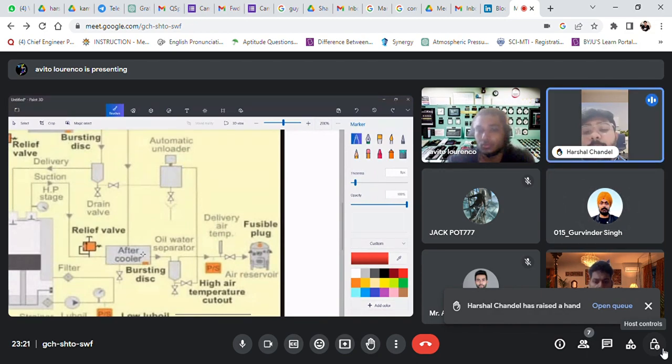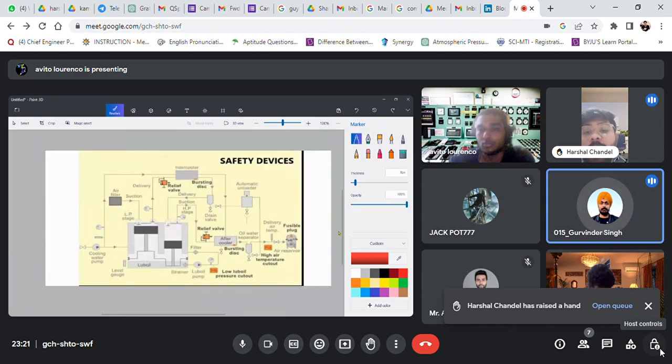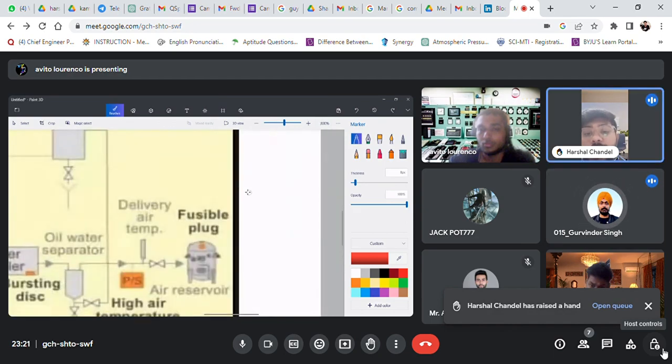So this fusible plug, I think, is on the air bottle for safety purposes because, as I've told you, it's a fire hazard. If the cooling coil temperature alarms drop and the alarms are not working properly and alarm maintenance is not done, it can catch fire. So that's the reason it's there for safety purposes.